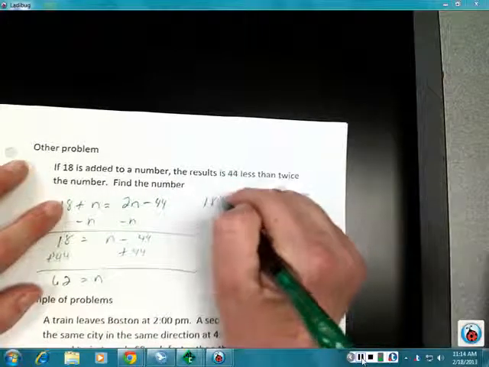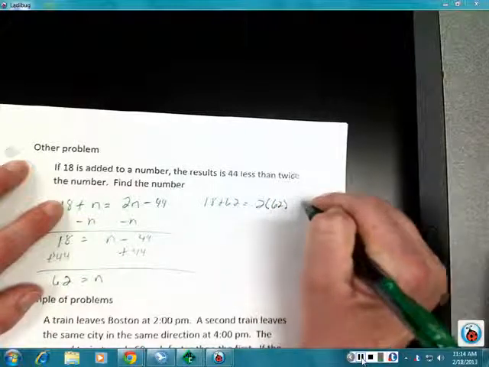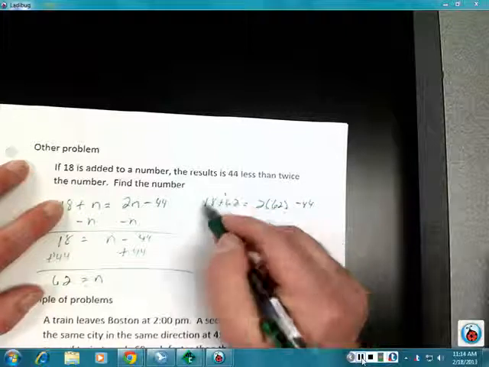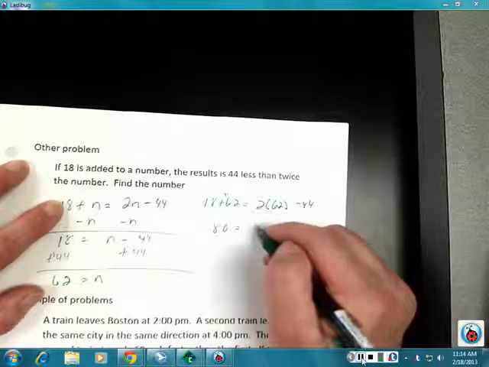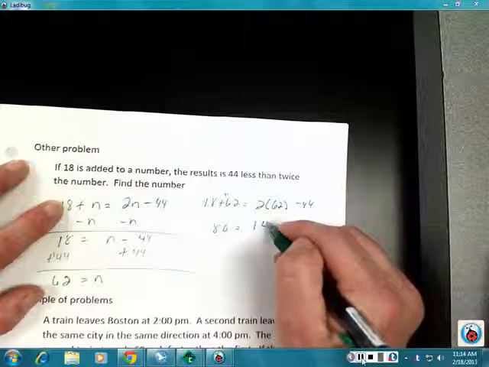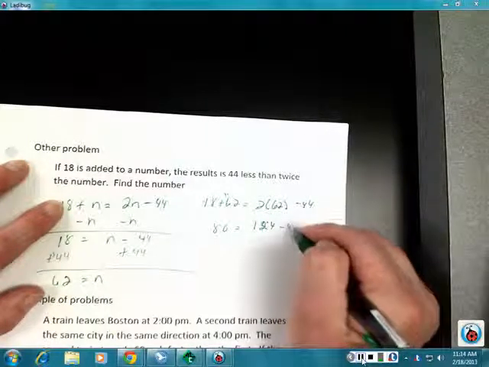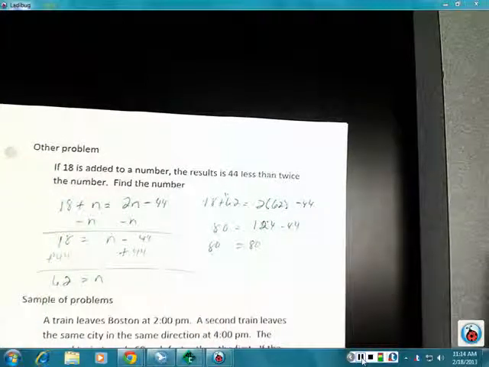So does it work? 18 plus 62 equals 2 times 62 minus 44. 8 and 2 is 10. 6, 7, 80. And 2 times 62 is 124. 124 minus 44 does equal 80. So we know we did it right.